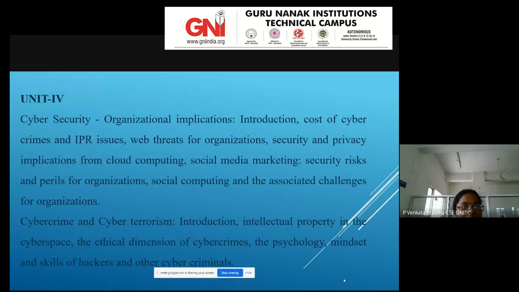All these contents we will be learning in this unit 4, and along with that we will also know the mindset, what is meant by cyber terrorism, what a cyber crime is, and some introduction. Before getting attacked, we can try to learn the mindset of hackers, what skills the hacker possesses, and about other cyber criminals and their psychology. All these contents we will be learning here in unit 4.